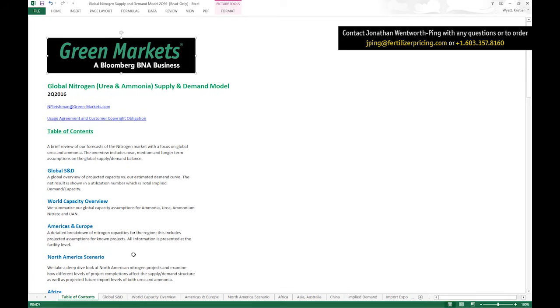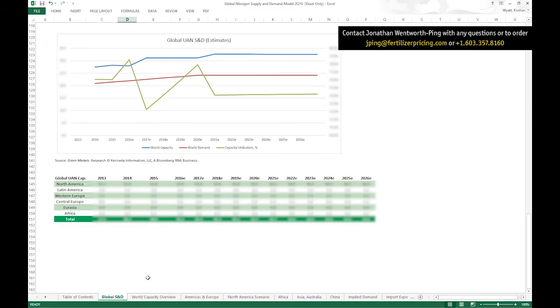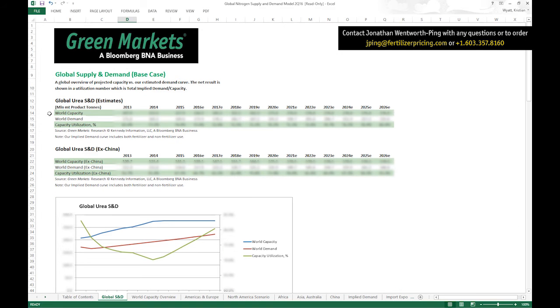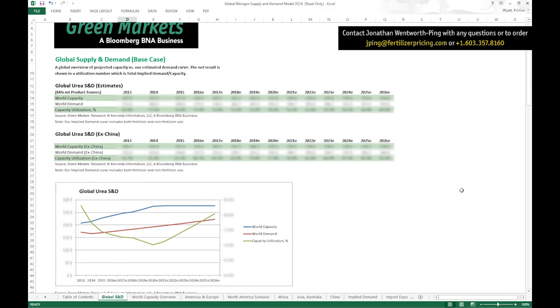The top line numbers, this one is for supply and demand. This is our base case and then our top level, so on a global level. Broken out by product as well.